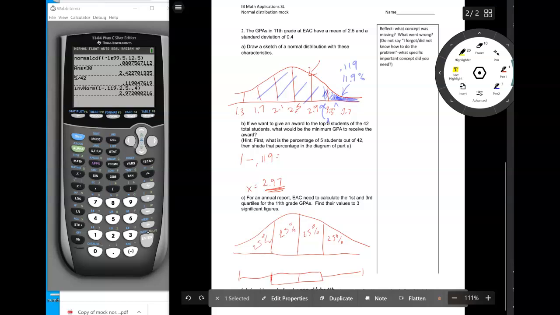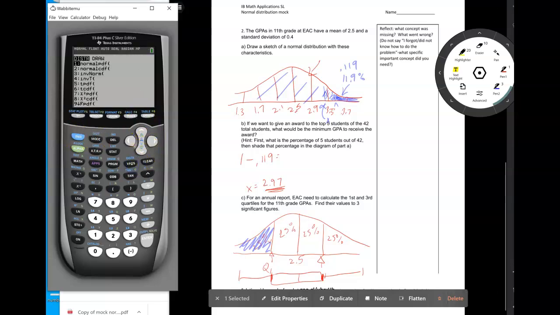And so what we want to know is Q1 and Q3, which would be this point and this point. And so the middle is 2.5, okay? And we want to know what is this value and what is this value, considering the distribution we have, mean 2.5, standard deviation 0.4. Let's figure out the first quartile first. We know that the left side region of the first quartile is going to be 25%. So let's do inverse normal, because if we have the area and we're trying to find the x value, we're going to use inverse normal.